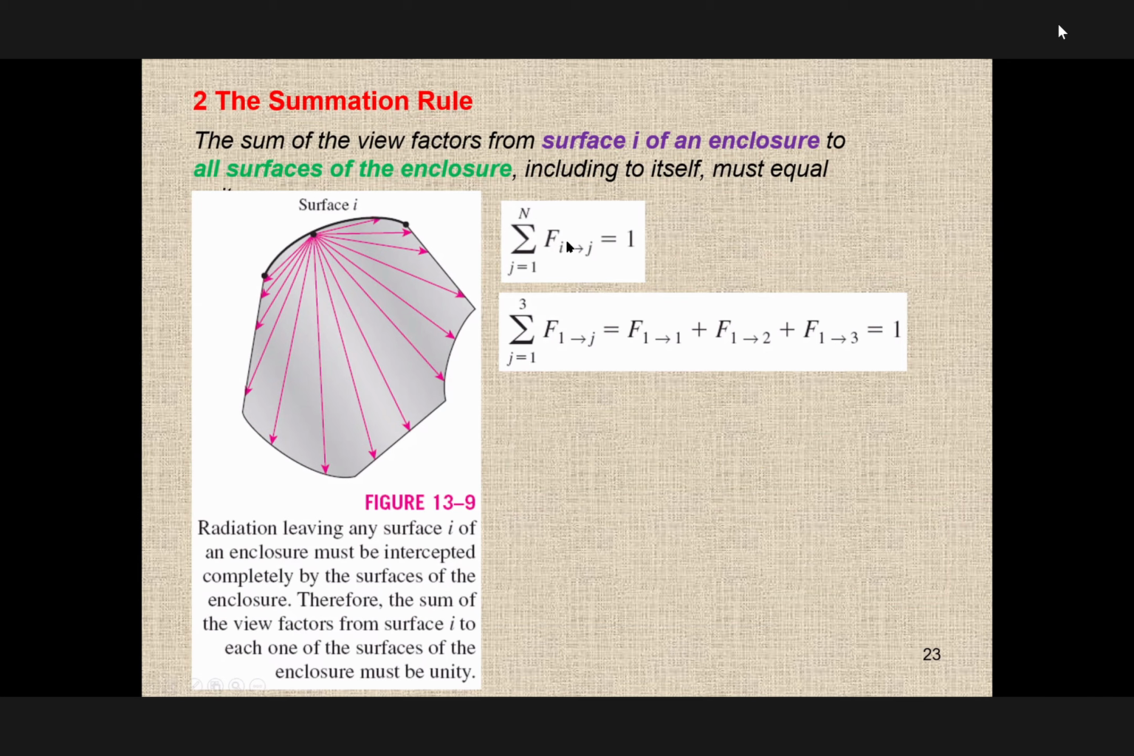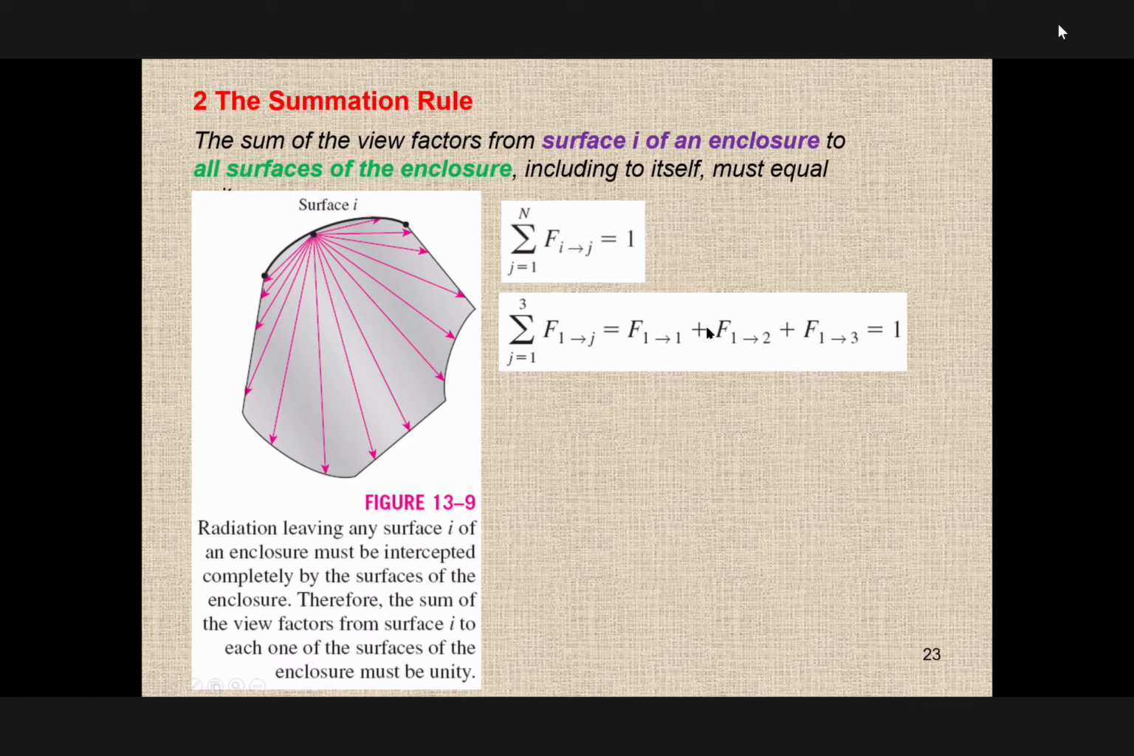Therefore, this is the meaning of this one. The view factor from surface I to J, and J is going over all the surfaces, is equal to 1. Again, the meaning here is that whatever energy is emitted from this surface, eventually we capture it. Again, please remember, this equation applies to an enclosure. It means a confined space. The sum of the view factors from a surface I in an enclosure to all the surfaces of the enclosure, including itself, must be equal to 1.